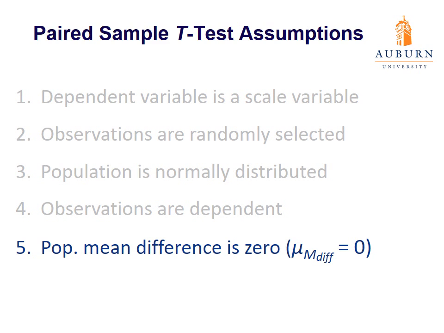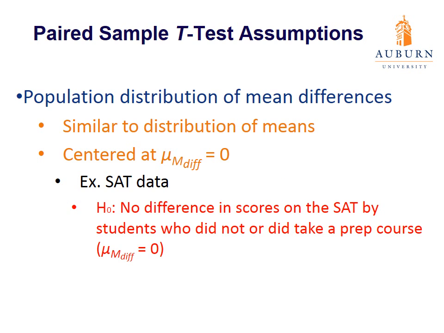So let's go ahead and talk about this last assumption in a little bit more depth. This last assumption introduces a new distribution. So before we've talked about the distribution of scores when we're getting z-scores. We've talked about the distribution of means when we're using a single sample z-test or a single sample t-test. Now we're going to talk about the distribution of mean differences. So there are three distributions that you should know now: the distribution of scores, the distribution of means, and the distribution of mean differences. We'll introduce another one when we talk about independent sample t-tests, but we have three distributions that we should know at this point.